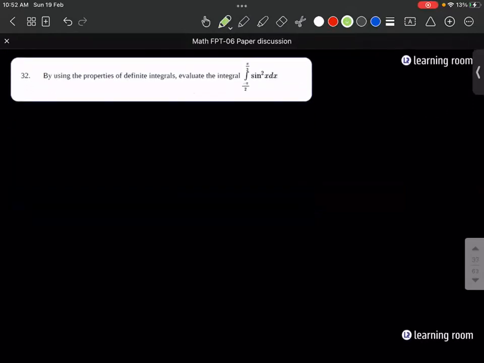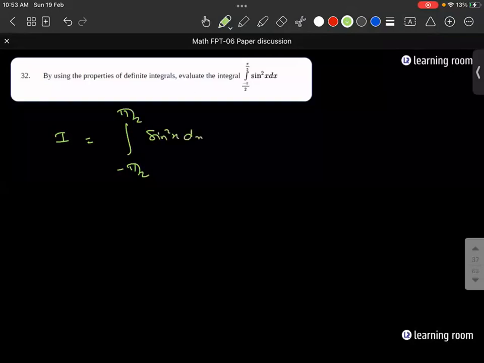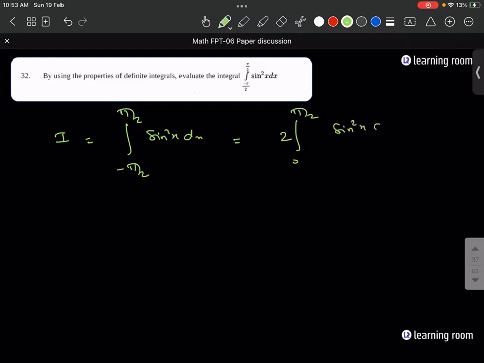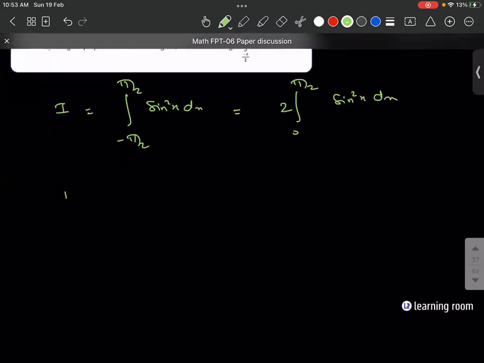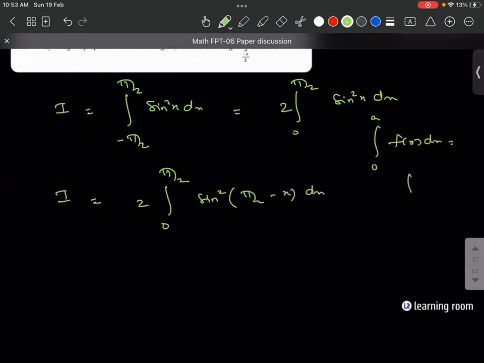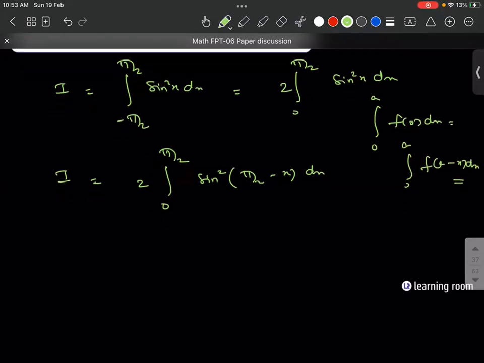32nd is again a simple one. Integral of minus pi by 2 to pi by 2 sine square x. If I take this to be I, integral of minus pi by 2 to pi by 2 sine square x dx will be equal to 2 times integral of 0 to pi by 2 sine square x dx. So I will be equal to 2 times integral of 0 to pi by 2 sine square of pi by 2 minus x dx, because integral of 0 to a f of x dx is equal to integral of 0 to a f of a minus x dx also.